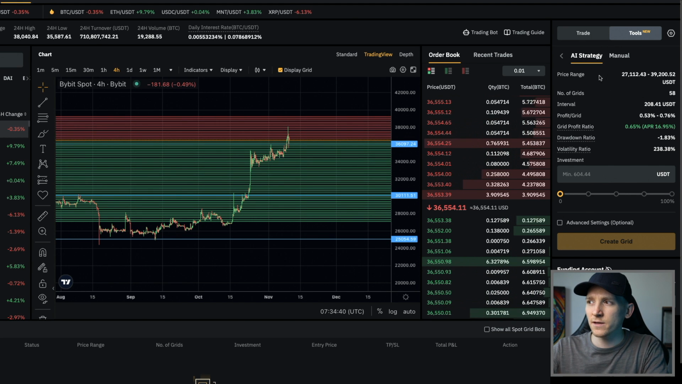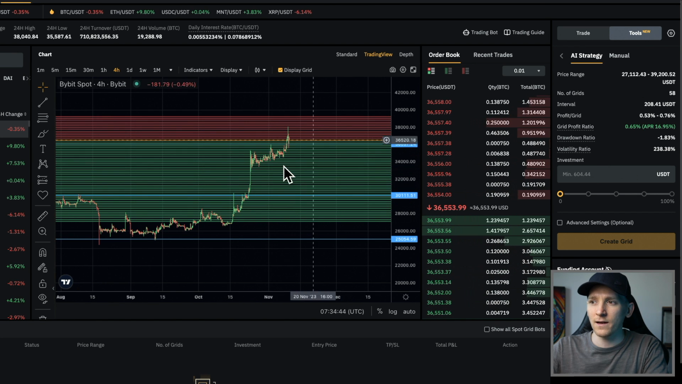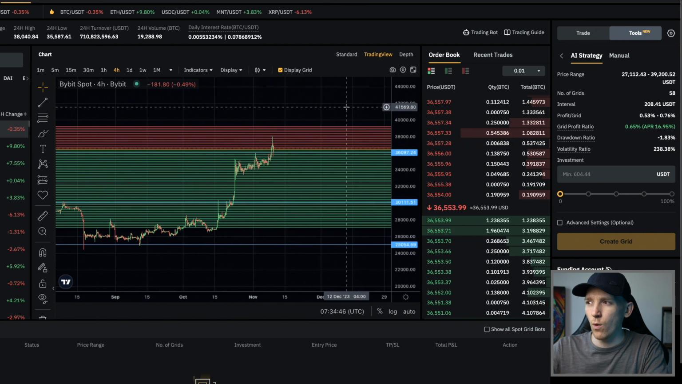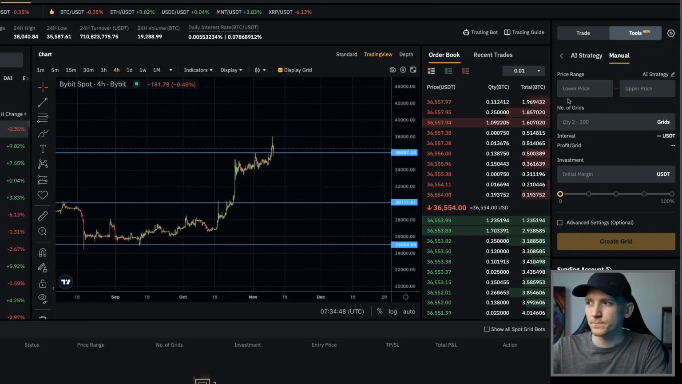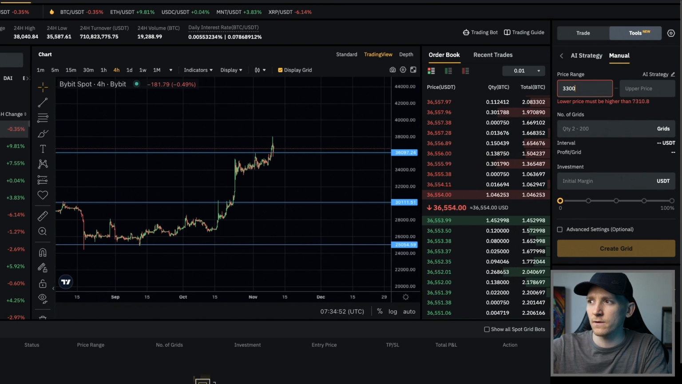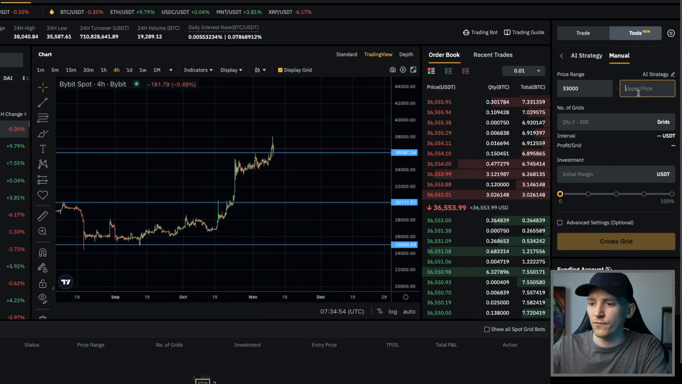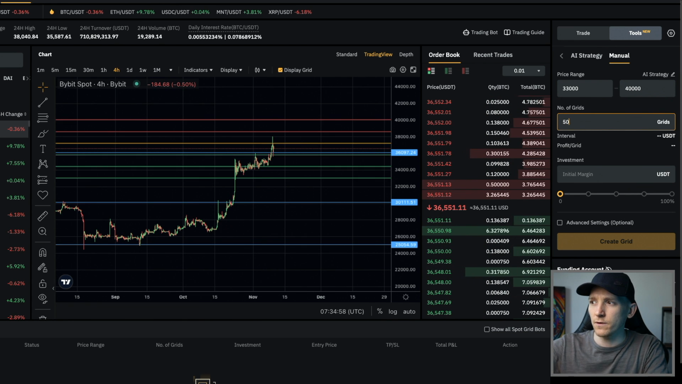So the AI strategy is telling us that this price range is pretty good from what it sees. I think it's a little bit wide, right? So we'll go to manual. We'll put the lower bound in here at 33,000, and then we'll put the upper bound at 40,000. And then for the number of grids, we'll just choose 50 grids for now.